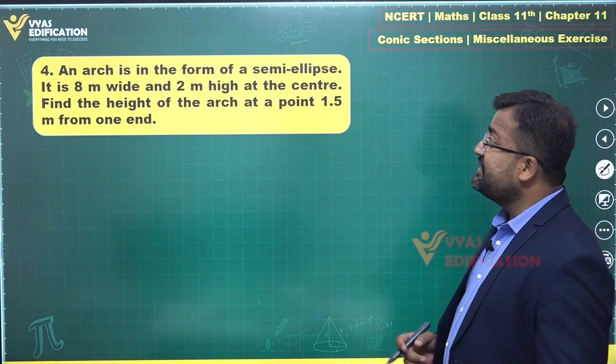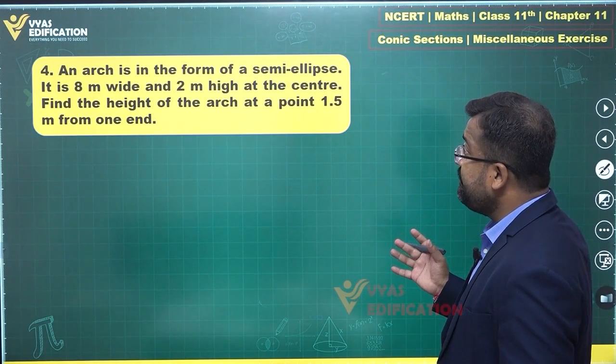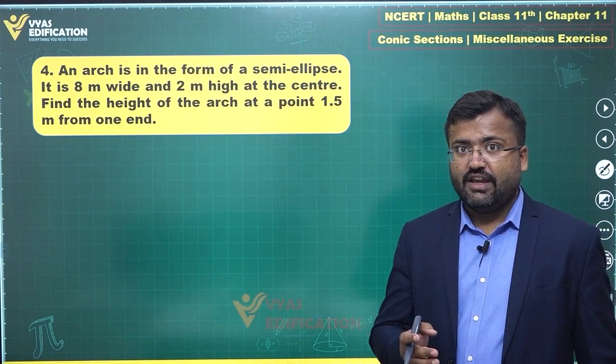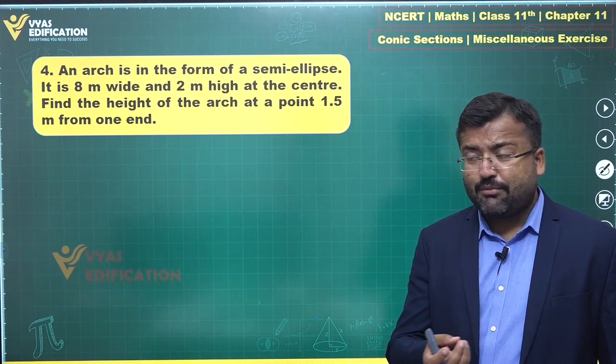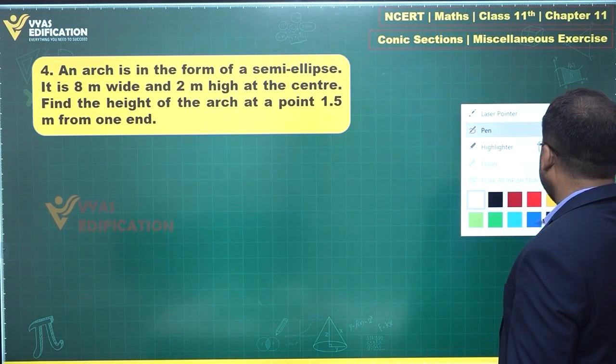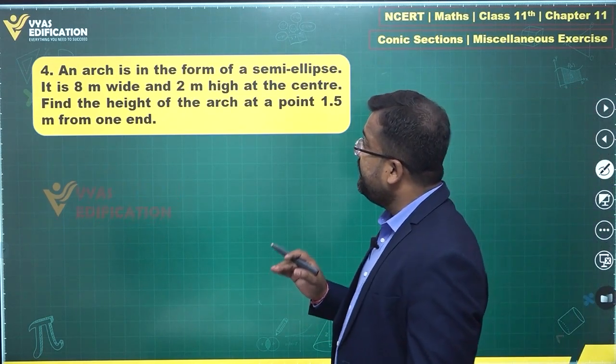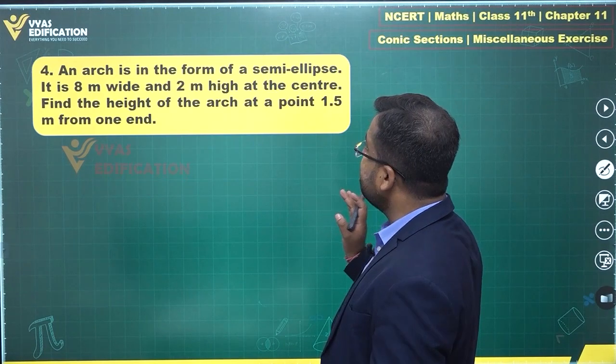The fourth question says an arch is in the form of a semi-ellipse. Okay. So in one of the previous questions we saw that the arch was in the shape of a parabola. Now we are talking about an arch in the shape of a semi-ellipse. It is 8 meter wide and 2 meter high at the center.